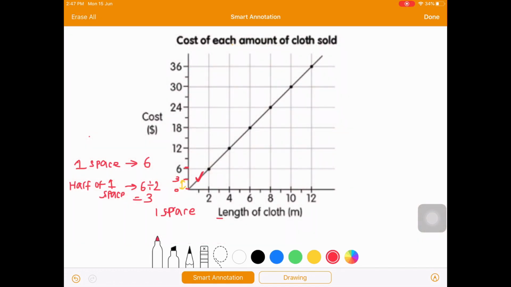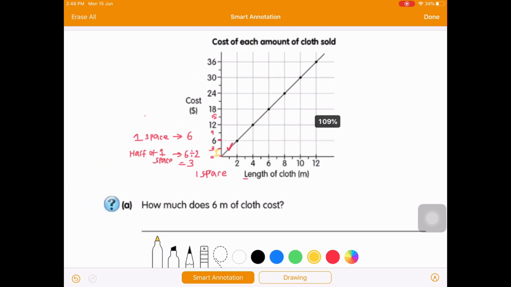3 plus 3 will give you 6. 6 plus 3 will give you 9. Then 9 plus 3 will give you 12. And 12 plus 3 will give you 15. And 15 plus 3 will give you 18. So every interval, every yellow interval, will be an increase of 3.